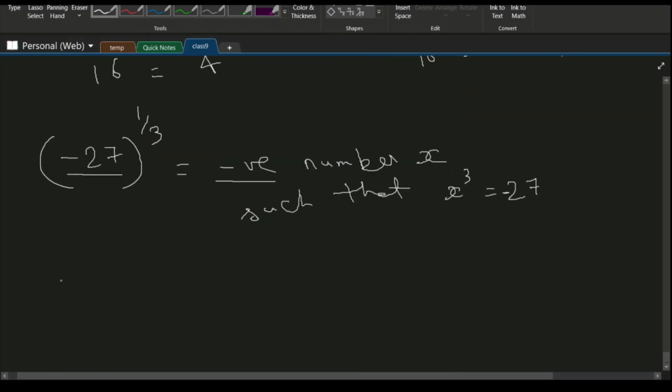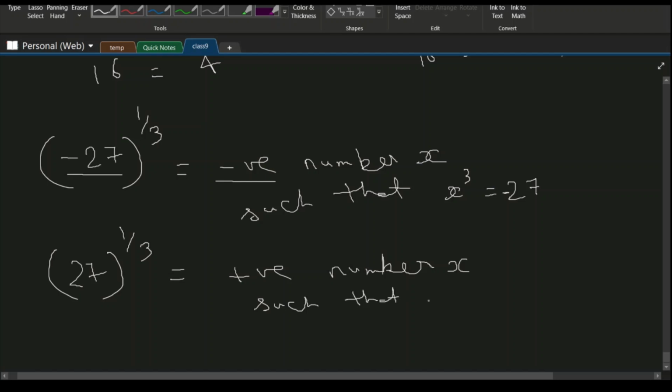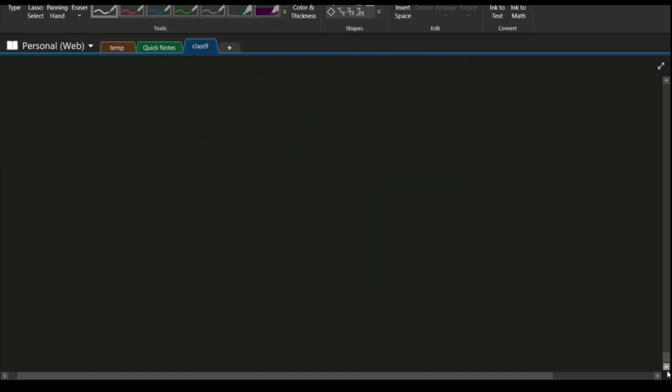If the base was positive, 27 to the power 1 by 3, then since the base is positive, the principal third root of positive 27 will be defined as a positive number x, so the signs have to match, such that x cube should be 27. Are you getting this idea? Yes.